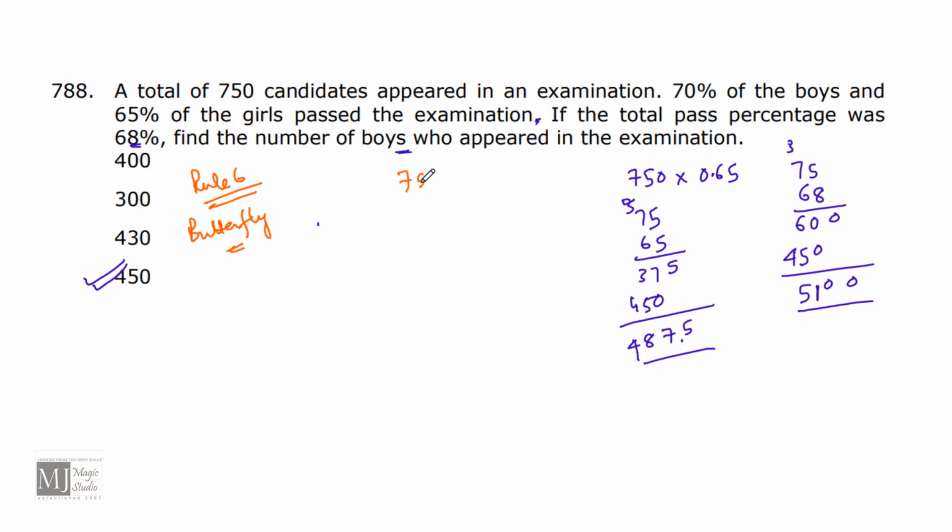There are 750 candidates. Okay. 70% of boys cleared the examination and 65% of girls cleared the examination. And thus 68% of the overall lot clears the examination. 70 minus 68 is 2. 68 minus 65 is 3. Just divide 750 in the ratio of 3:2.